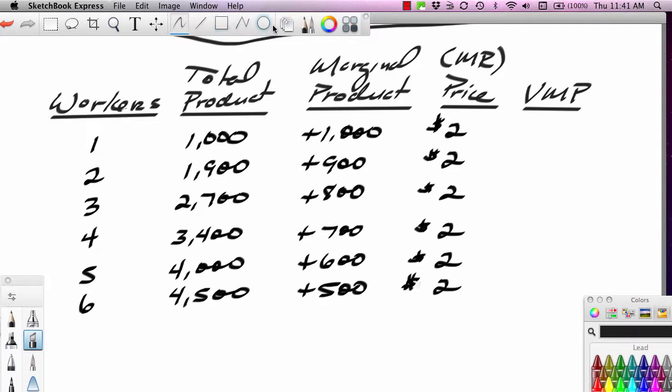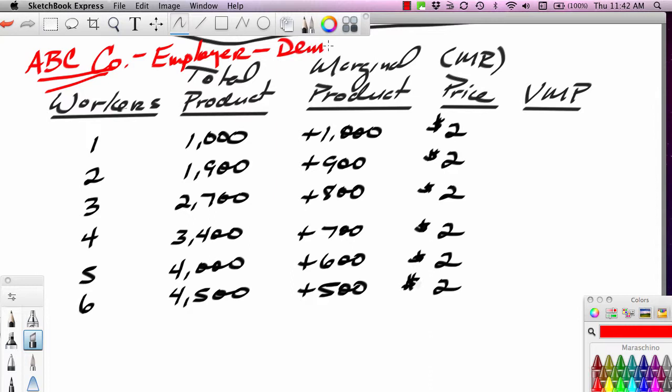All right? So this is data for a hypothetical company. Let's just say that this is, I'll call this ABC company, and ABC company employs a particular type of labor, say gadget workers or fidget workers or widget workers or whomever. So ABC company is an employer. And an employer, remember what an employer is. An employer is a demander of labor. So you have to kind of reorient your thinking. Now, we want to look at the foundations for where this demand curve comes from.